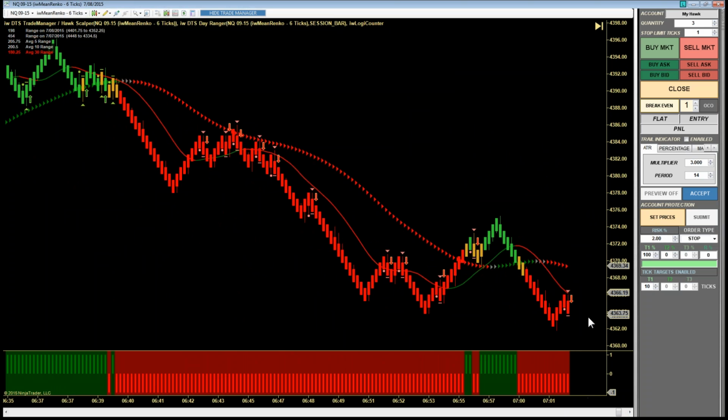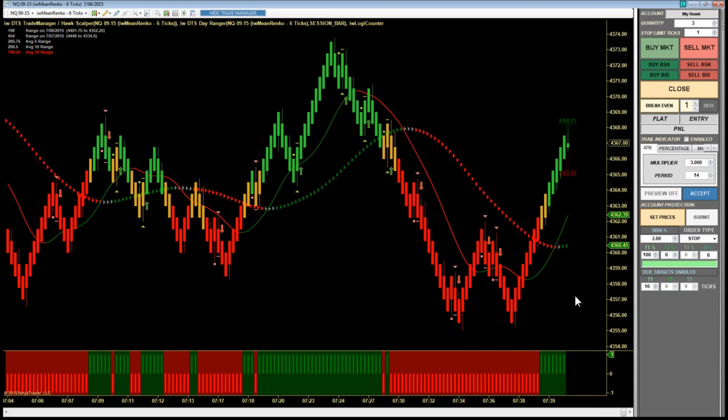Here's another first micro macro cross so you can see how it prints. So micro line crosses macro line, everything comes into sync. A very, very high probability signal. We're getting a lot of yellow bars here though. And notice the yellow bars, this is on the Hawk scalper. This is an early clue that the market's starting to head into a sideways range. The yellow bars are pretty much all drifting sideways.